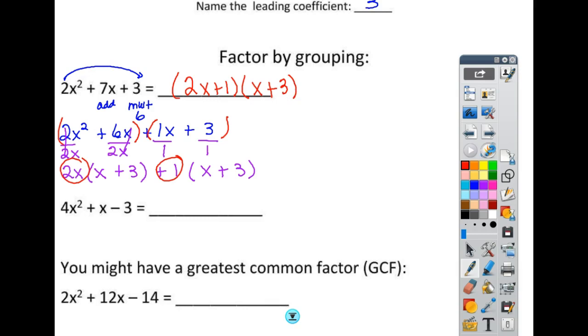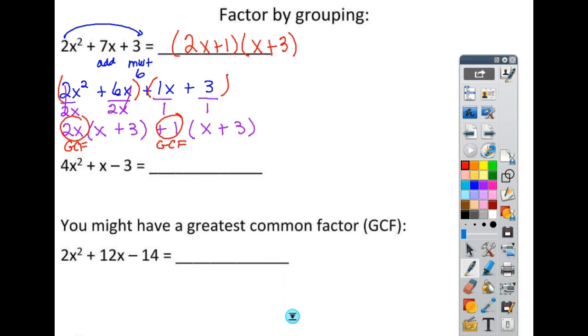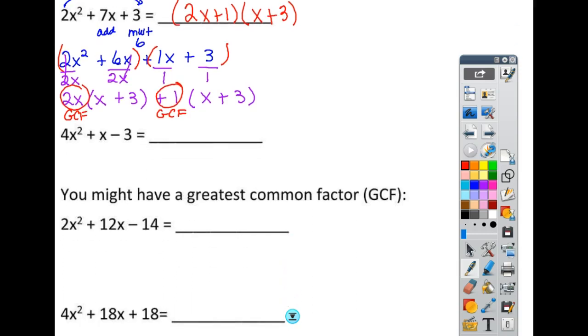Because on this second set over here, the GCF was a 1. So the GCFs of each pair are going down here. Sometimes they won't divide by something, so it's a 1. We don't have a lot of room here, so we're going to cram it in. So 4 times negative 3 is negative 12. What multiplies to negative 12 that adds to 1?